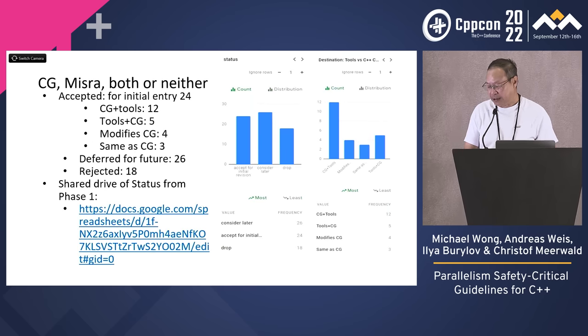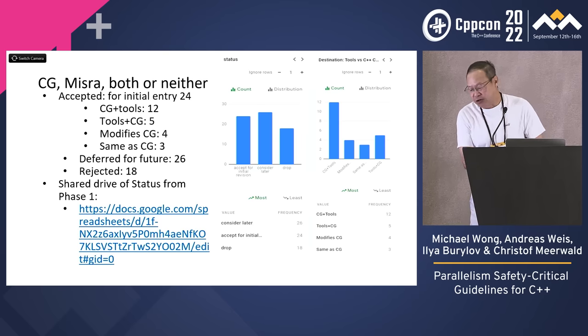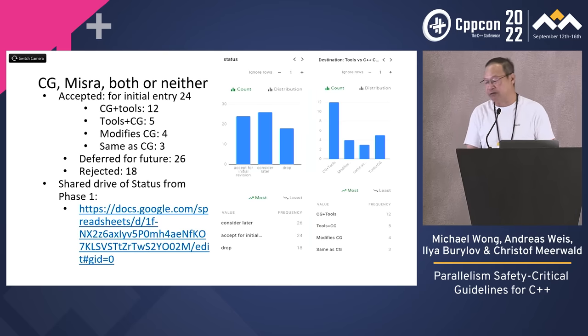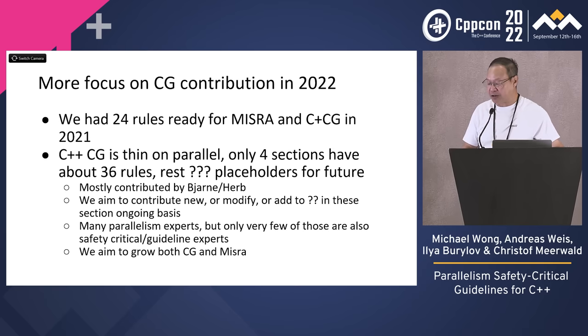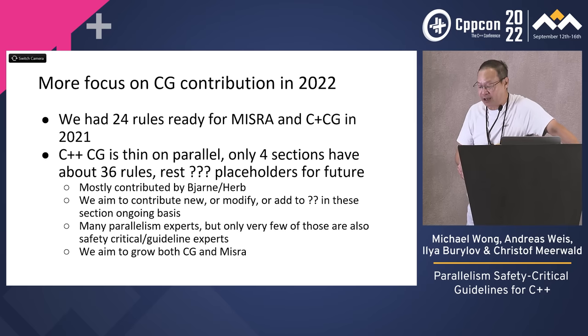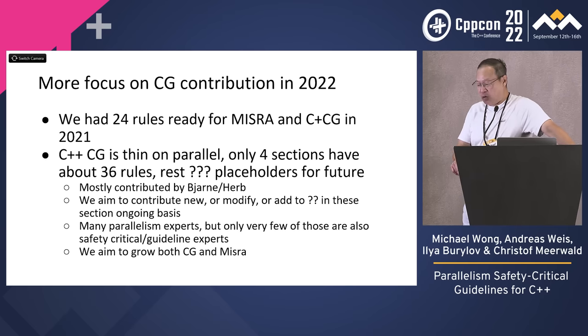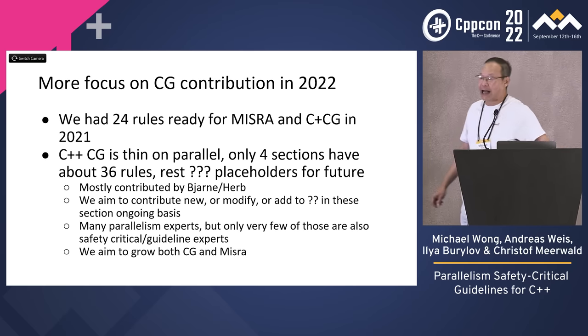Okay, so out of these, we originally had thought about driving 12 of these to the Core Guidelines plus tools, and 5 to tools plus Core Guidelines. The first word is the primary entry. But at the end of the day, once we did it this year, we actually found about 24 rules that were ready for MISRA and Core Guidelines. So we specifically looked at the Core Guidelines and analyzed that.